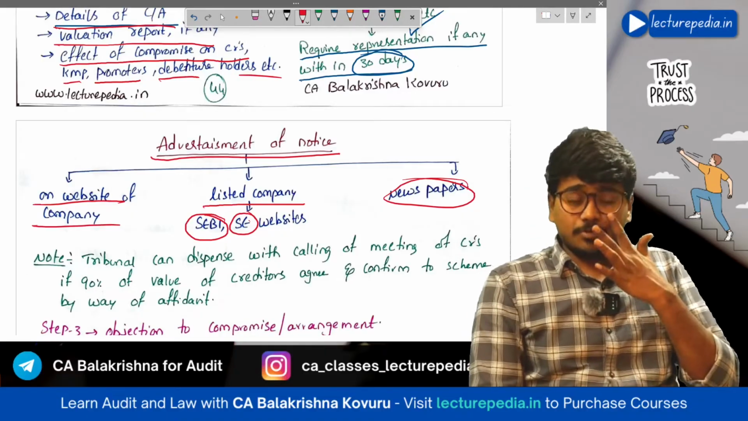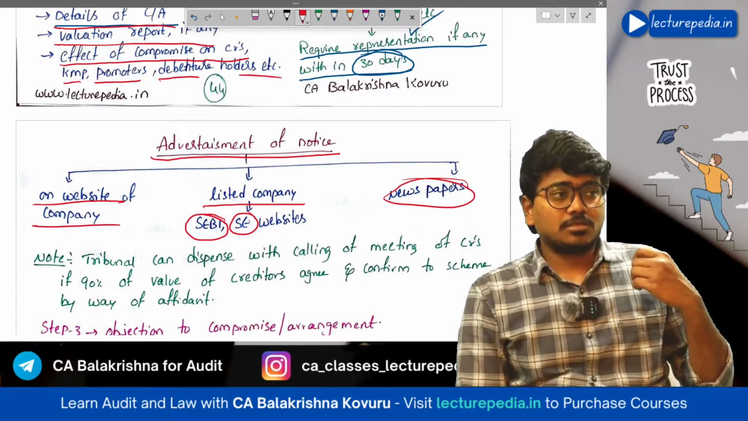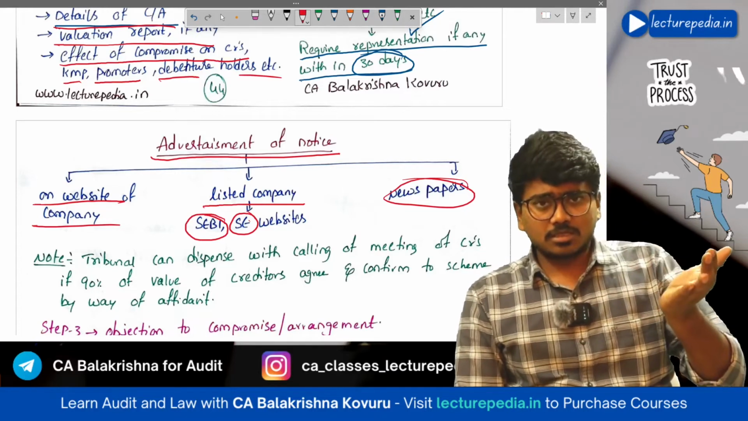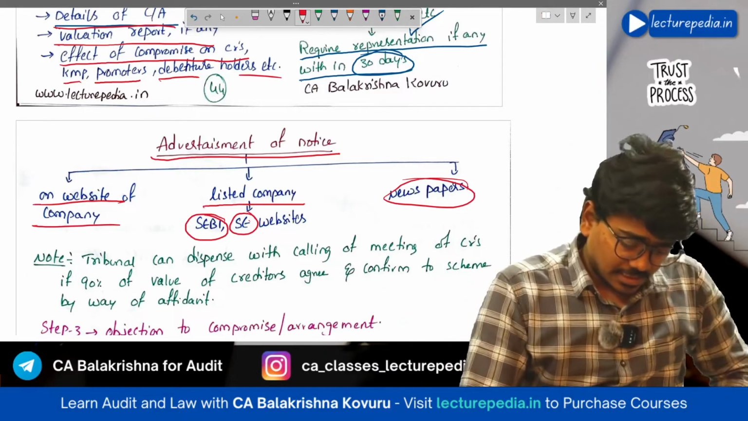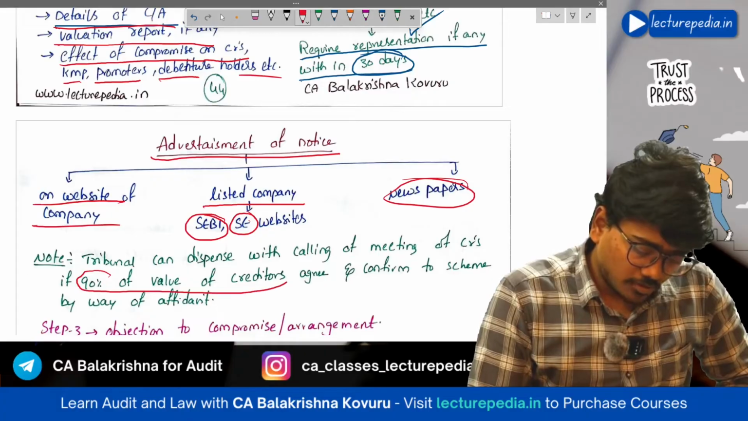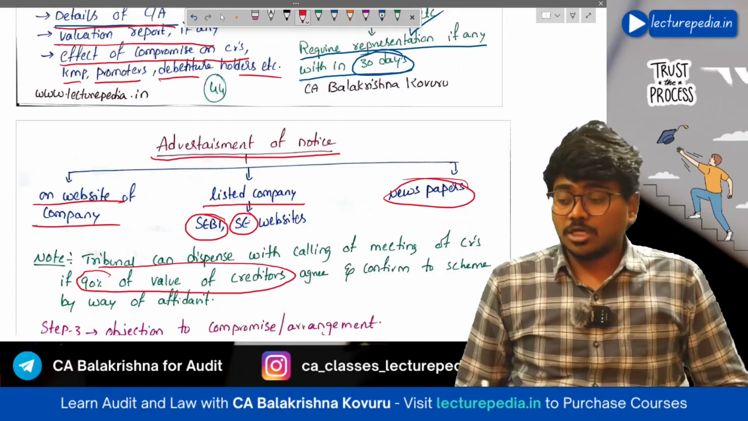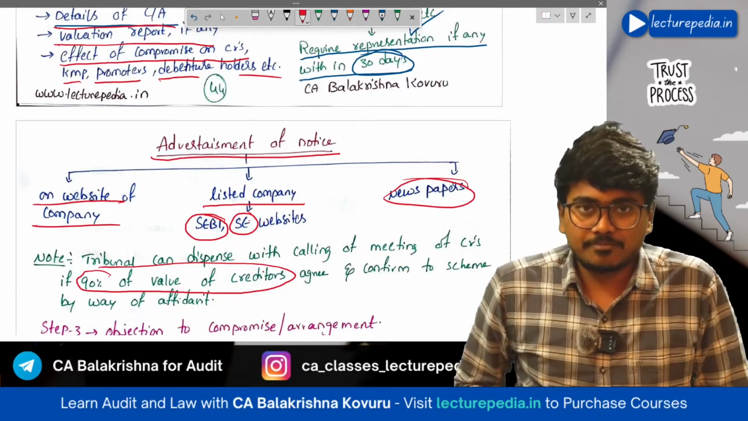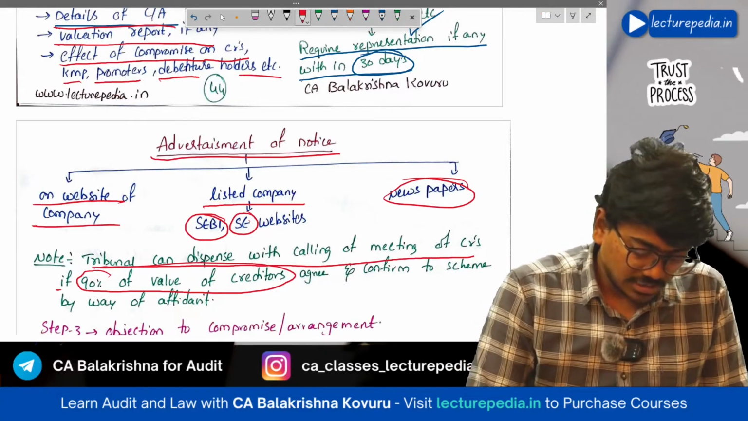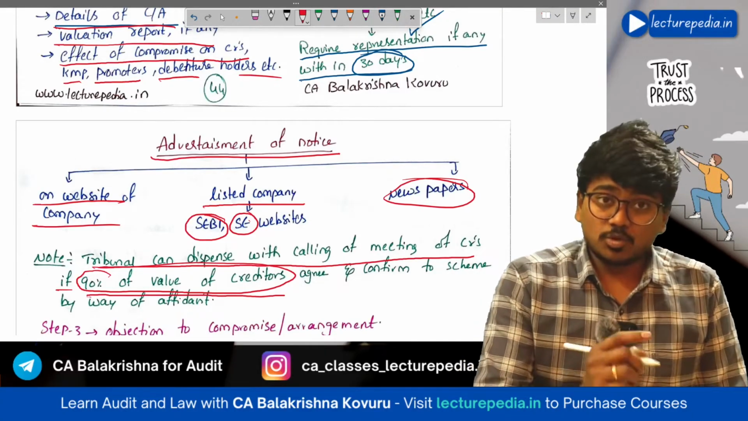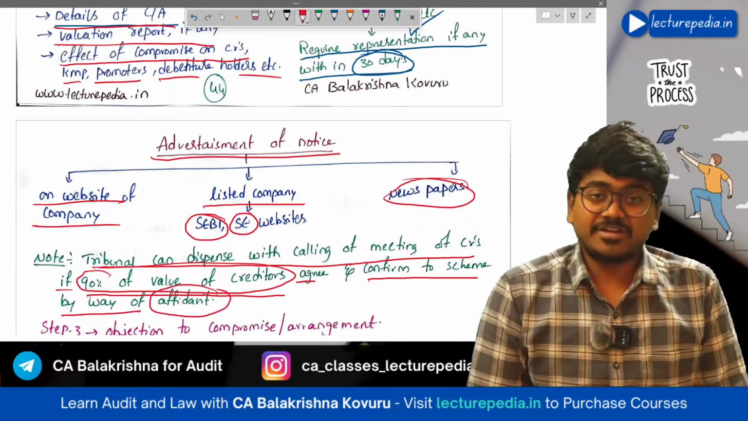Now let's say, for example, the company wanted to enter into a compromise or arrangement with creditors or members. If 90% of the value of creditors agree to the compromise, in such a situation you need not call for a meeting. The tribunal can dispense with calling of the meeting of creditors if 90% of the value of creditors agree and confirm to the scheme by way of affidavit.